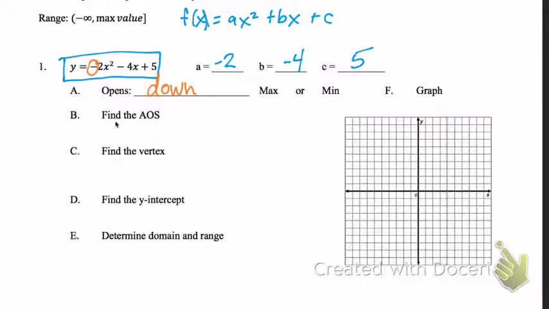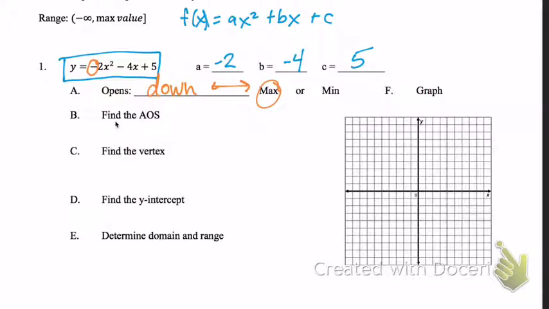Therefore, if it opens down, it looks like it's facing downward, so you have a maximum. So down and maximum always go together. Then if you had one that opens up, you would always have a minimum. That means it's the lowest point. If it opens down, that is the highest value of your function. It does not go any higher than that. So that's your maximum. If it opens up, then you have a minimum. That means that's where it starts, and then it goes to positive infinity.